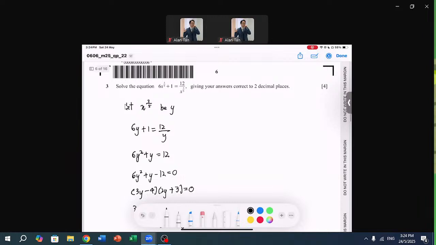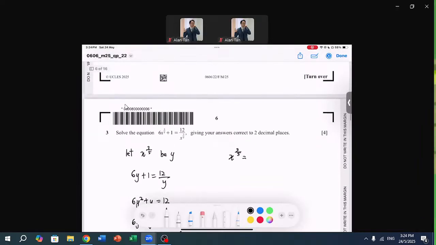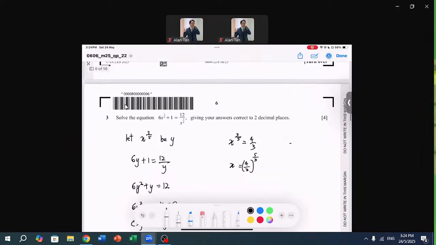So therefore, x to the power of 3 over 5 equals 4 over 3. x equals 4 over 3 to the power of 5 over 3. Now when you switch it over, the cube and cube roots switch places, becoming 5 over 3. And we're going to do the same thing to x^(3/5) equals negative 3 over 2, which gives x equals negative 3 over 2 to the power of 5 over 3.